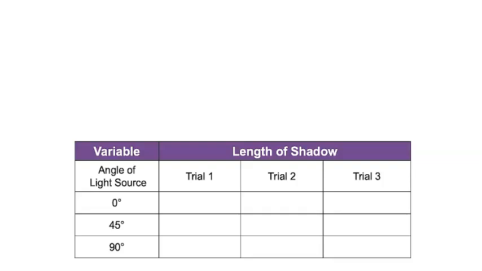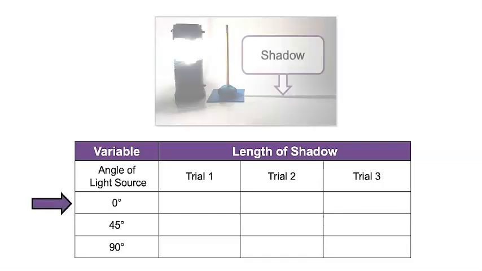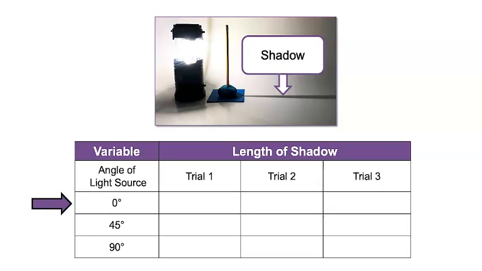We will start with the lantern 10 centimeters to the left of the pencil at an angle of 0 degrees. What do you notice? The shadow is long here, isn't it? The shadow is so long, I cannot get a picture of the whole shadow. When I measure the length of the shadow with a ruler, the shadow is over 85 centimeters. The shadow length is also over 85 centimeters in trial 2 and trial 3.